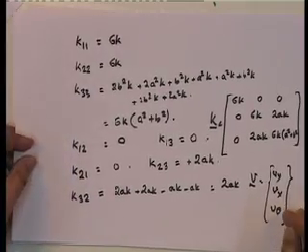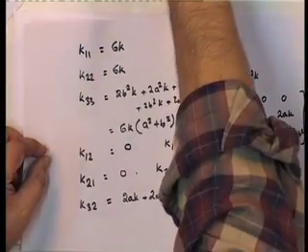Okay. Now let's look at the mass matrix. The mass matrix, since the degrees of freedom are defined at the center of mass, the mass matrix is very, very simple.